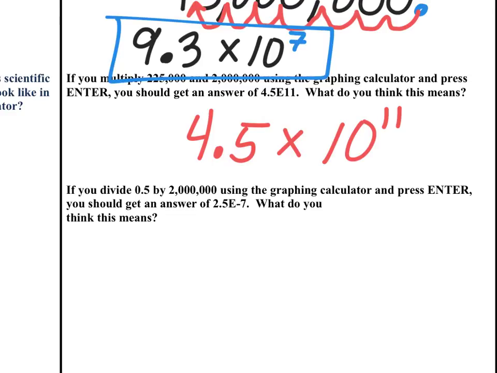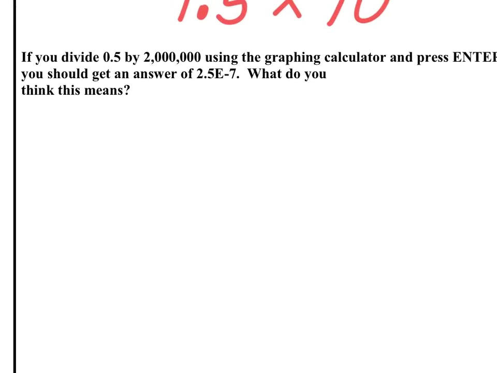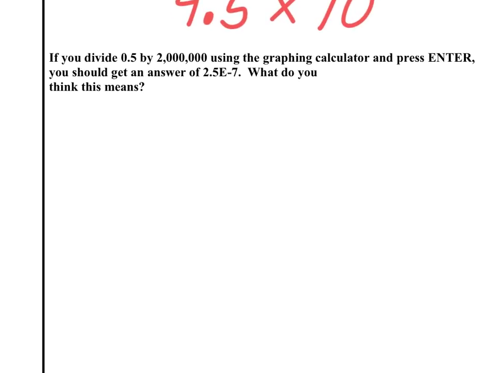Last one, go ahead and divide 0.5 by 2 million in your graphing calculator. Press enter. You should get 2.5 E negative 7. And then we will discuss what that means. Owen, what do you think that means? E means 10. So what would the entire thing mean? 2.5 times 10 to the negative 7. Right.